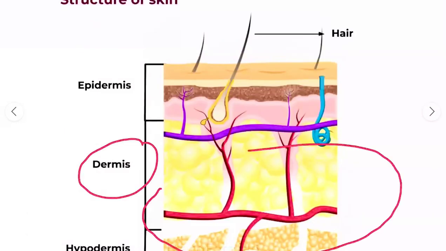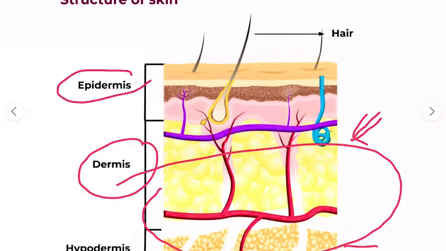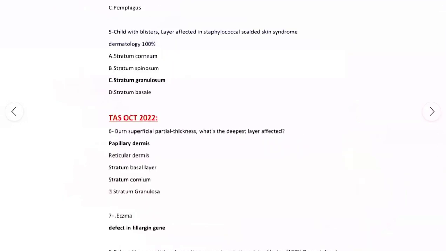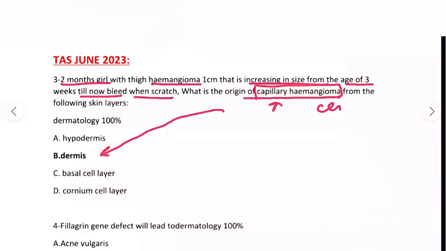The origin of the blood vessels and the origin of the nerves is down in the dermis. Your blood vessels are arising from the dermis. Sorry, the dermis has a superficial layer, that is the papillary layer, and a deep one, that is known as the reticular layer of the dermis. So from the dermis, blood vessels are arising. So we have capillary hemangioma, which arises from the dermis of the skin.